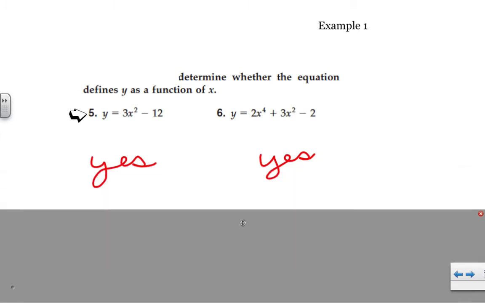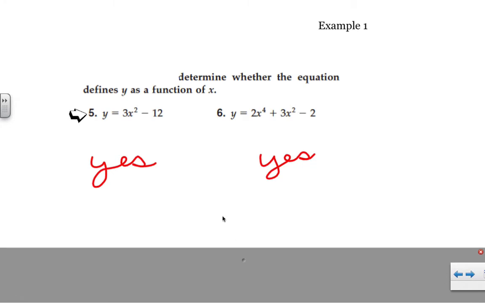For an example of something that is not a function would be something where maybe the y was squared, because then you could have more than one answer. You could have a positive and a negative answer. So if your outputs are squared, then it would not be a function.